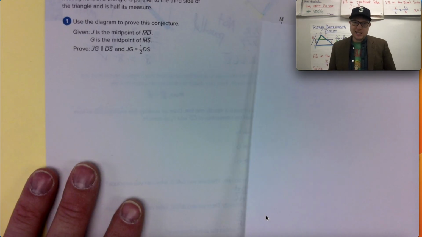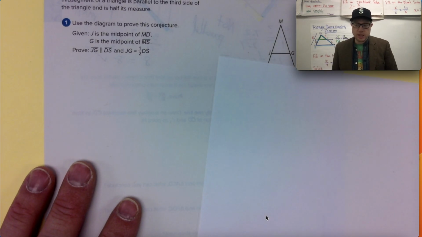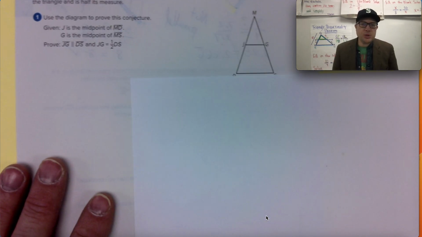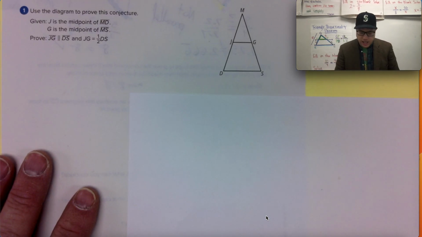But this is like the outline, the pre-write, the wrap your mind around what you're supposed to do for the question. And it's going to take some thinking. It's going to take some stick-with-itness. I'm probably going to need more paper as well, but let's go to this one. Use the diagram to prove this conjecture.